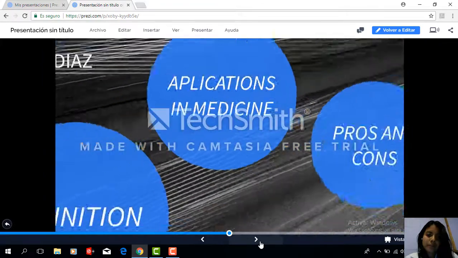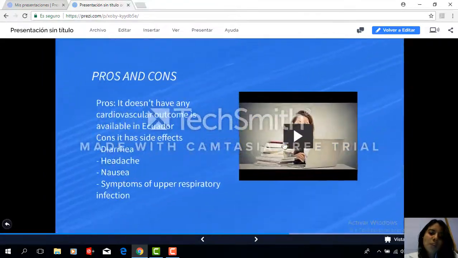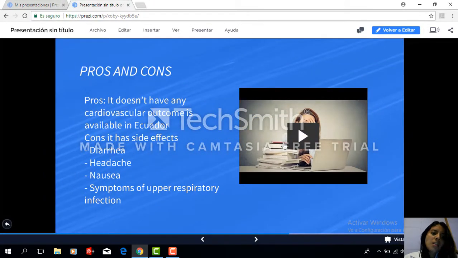Pros and cons. Pros: it doesn't have any cardiovascular outcome, is available in Ecuador. Cons: it has side effects: diarrhea, headache, nausea, symptoms of upper respiratory infection.